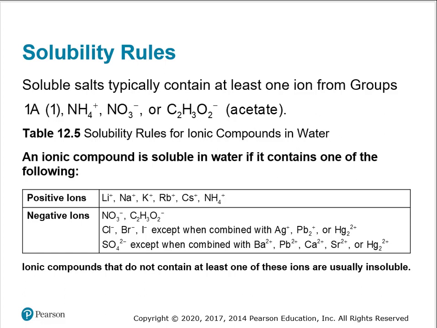Soluble salts typically contain at least one ion from group 1A, so our lithium, sodium, potassium, or it has NH4+, ammonium, or nitrate, or acetate. Those are all soluble compounds. Also, chlorides, bromides, and iodides are usually all soluble, except if it's a chloride, bromide, or iodide with silver, lead, or mercury. And a lot of sulfates, SO4 2-, are soluble, except barium, lead, calcium, strontium, or mercury.